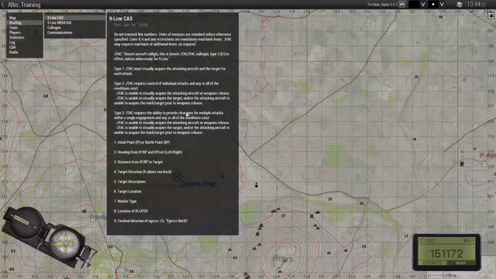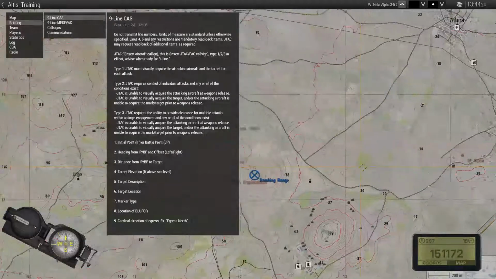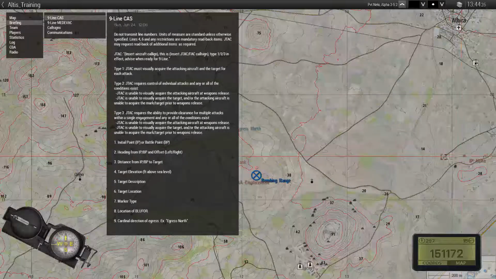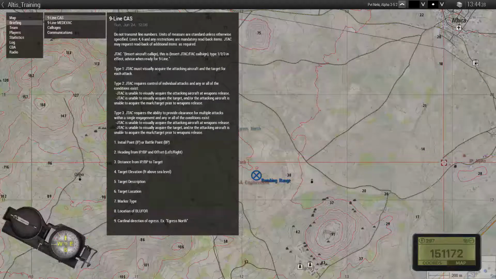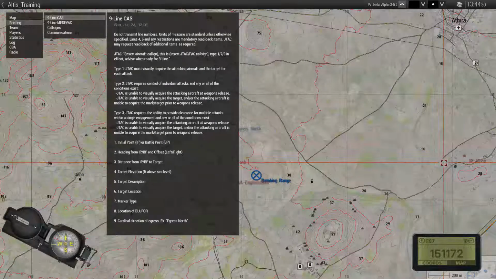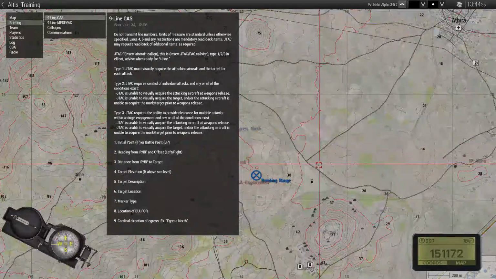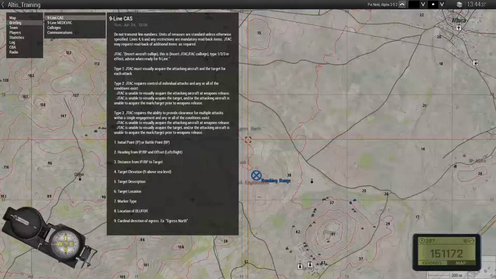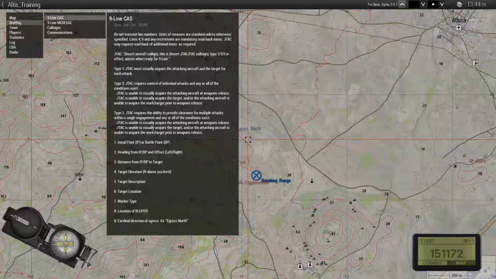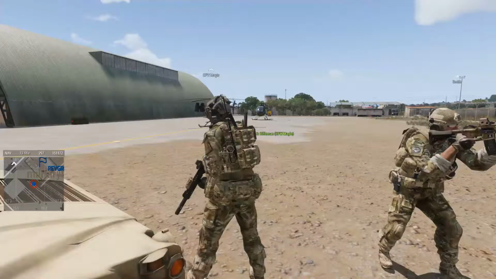7 is the marker type. 8 is the location of friendly forces. And 9 is the cardinal direction of egress, or the way you want the aircraft to fly away after he finishes the attack. Okay, so between each line, always a break, right? Yes, it's just to let him know that you're going to the next line.